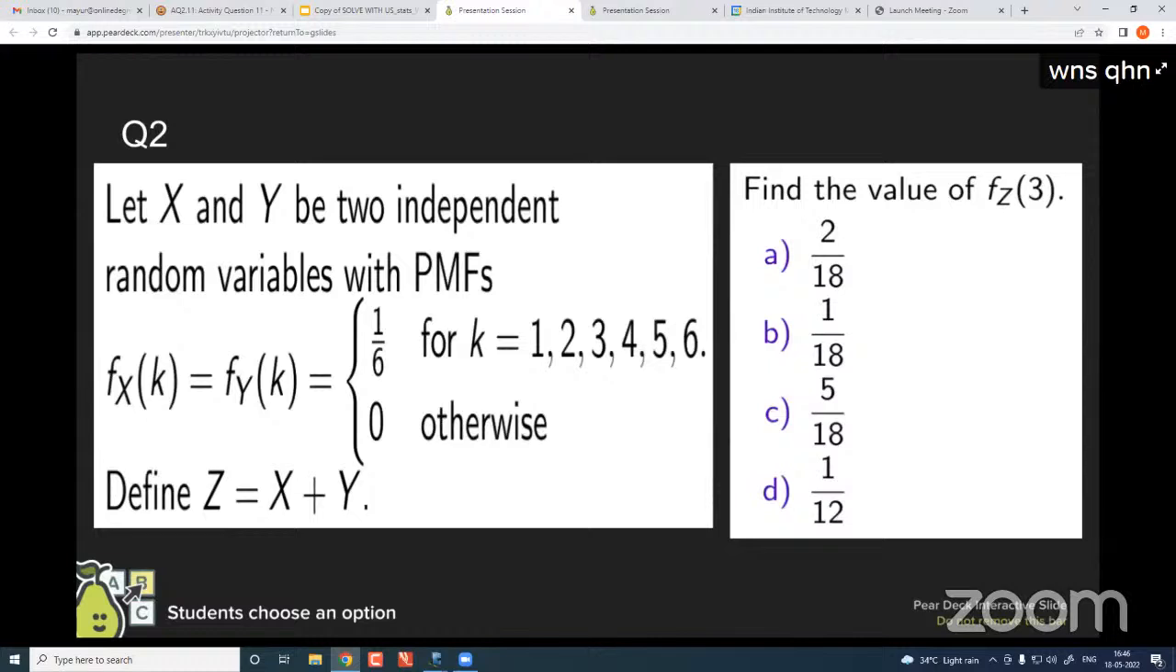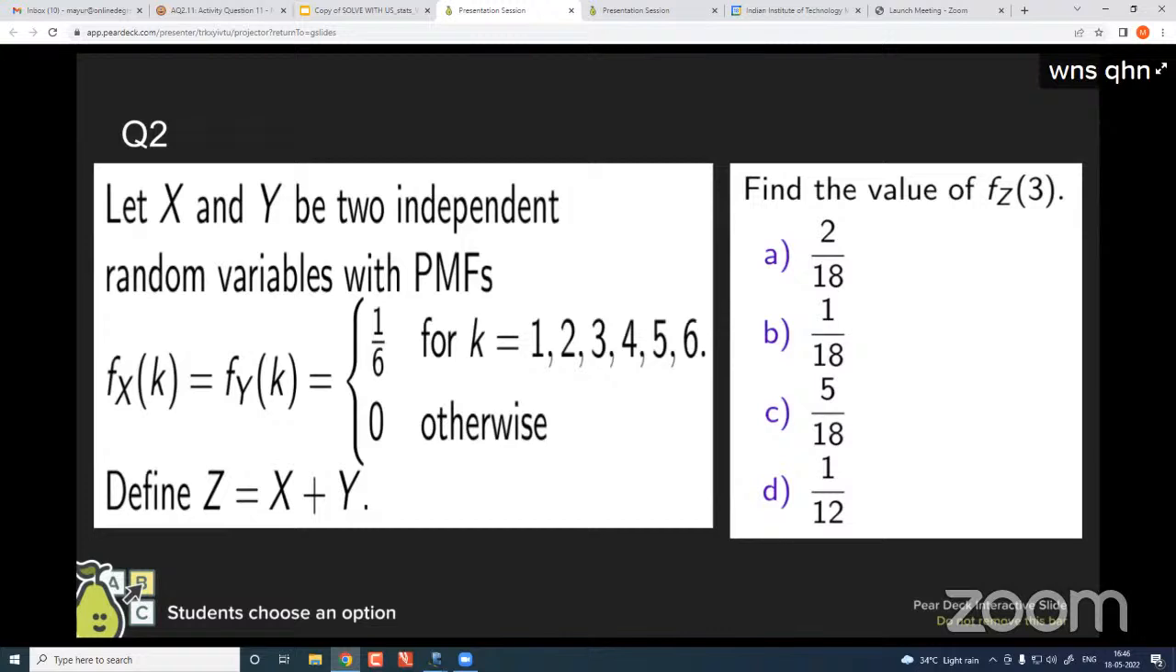So we have the PMFs for x and y, which is 1 by 6 for k equals 1, 2, 3, 4, 5, 6. You can definitely see that these two are discrete random variables with this PMF. And z is equal to x plus y, and we have to find the value of Fz of 3. So how can you get z equal to 3 with this PMF?